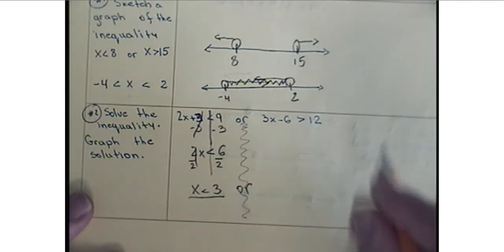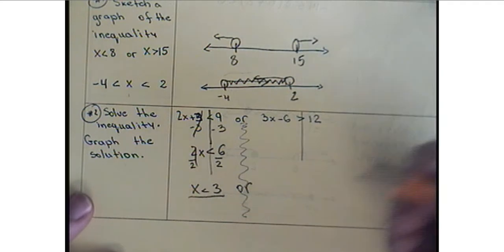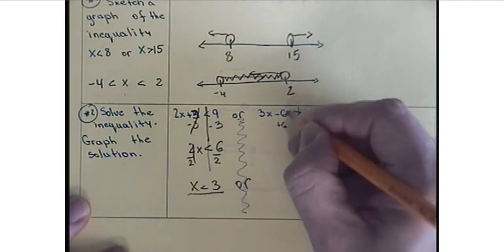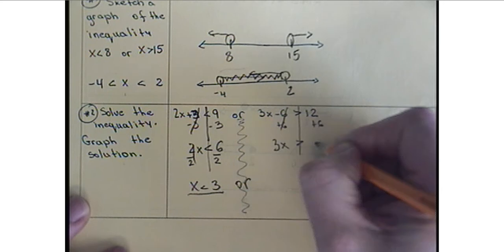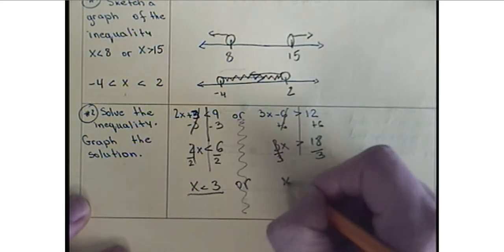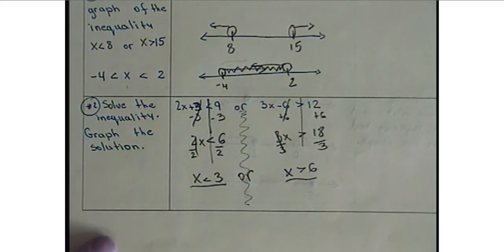OR, now we're going to solve this one. 3x minus 6 greater than 12. Just like when we're solving equations, we're going to add 6 to each side. 3x greater than 18, we'll divide by 3. So x is greater than 6. That will be my second part of the solution.